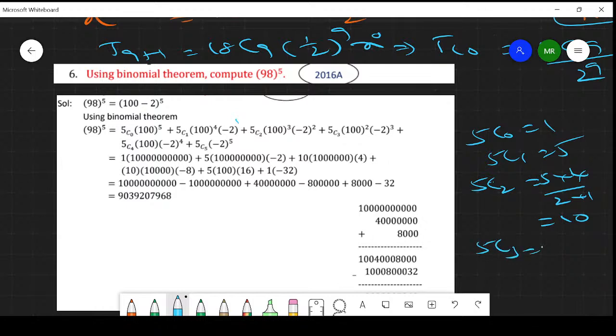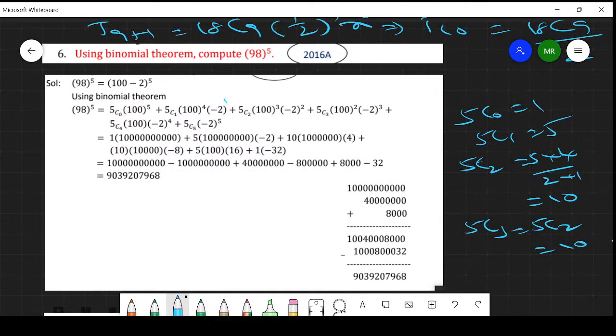Even 5C3, 5 minus 3, 5C2, both are the same. This is also 10. What about 5C4? 5C4 is nothing but 5C1, 5 minus 4, which is equal to 5. That is what I have written. This is 5 into 100 into minus 2 whole power 4, that is 16. Plus 5C5 is 1, minus 2 whole power 5, that is minus 32.